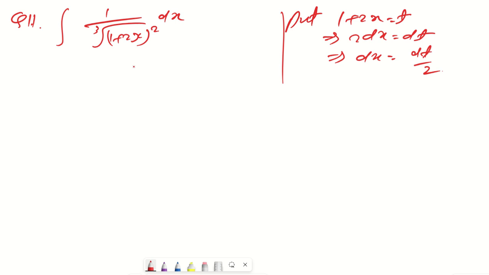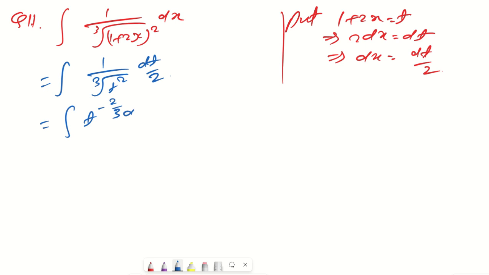So by putting this value, we are going to get our integration as the integral of 1 by cube root of 1 plus 2x whole square, that is t square, right, into dt by 2. So now we see that this integration can also be written as t to the power 2 by 3, right? So it can be written as t to the power minus 2 by 3 dt, and 1 by 2 can be taken out. So now it is very easy, 1 by 2 t to the power minus 2 by 3 plus 1 divided by minus 2 by 3 plus 1.